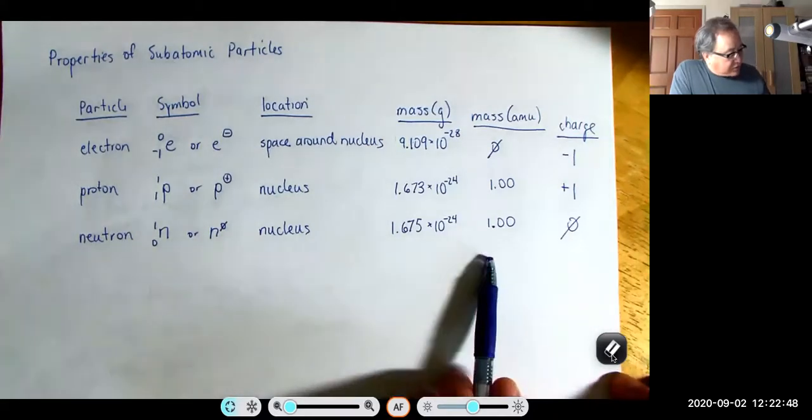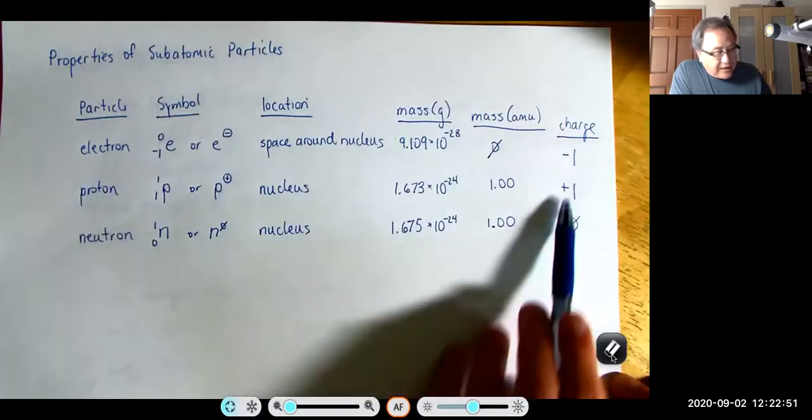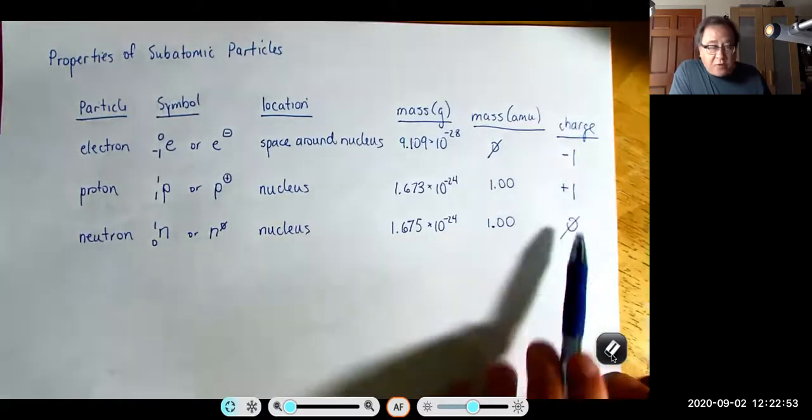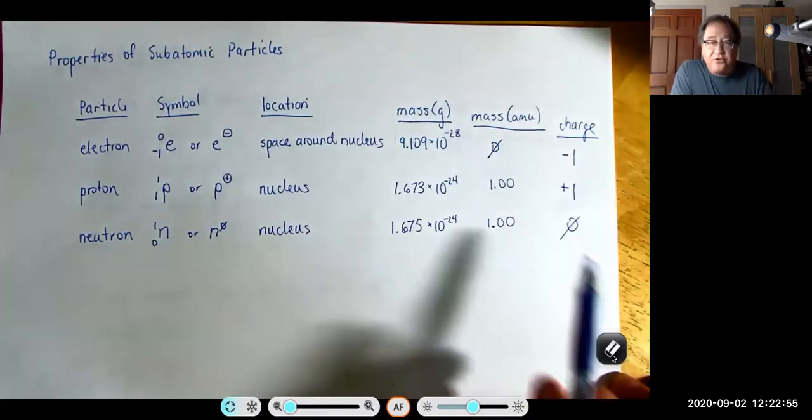Now, the charge on each of these. The charge on an electron is -1. Charge on a proton is +1. Charge on a neutron is 0.